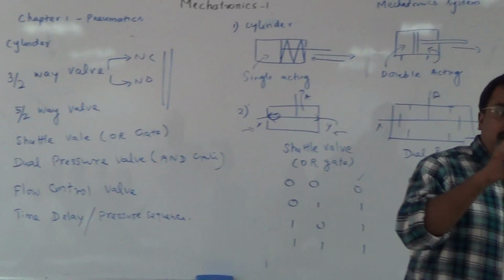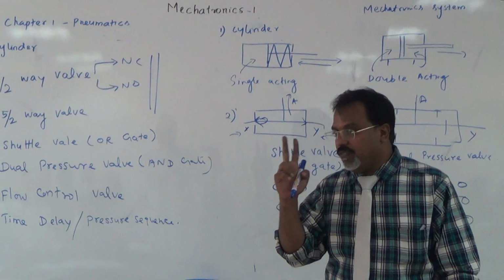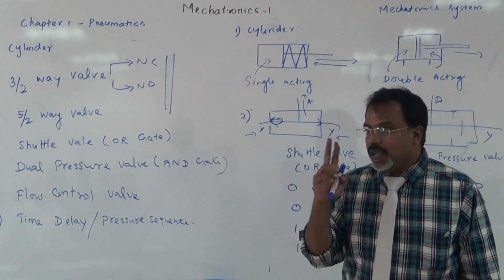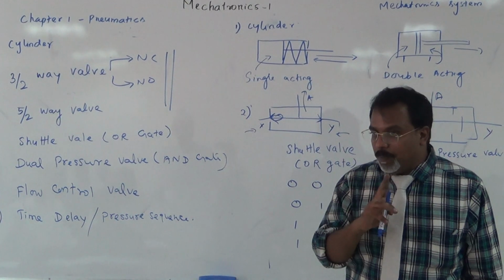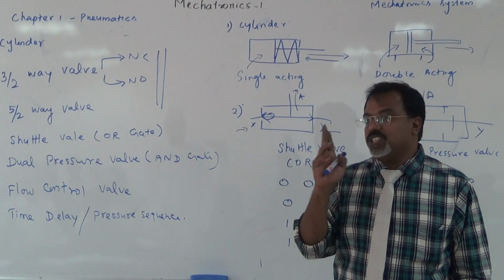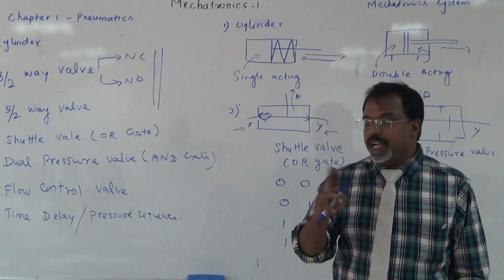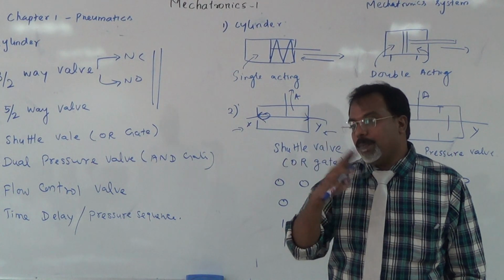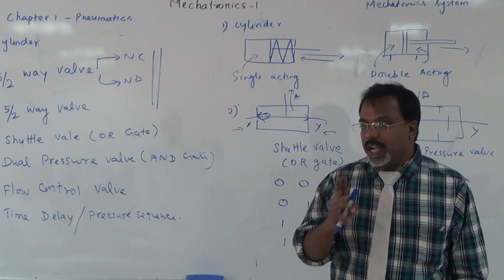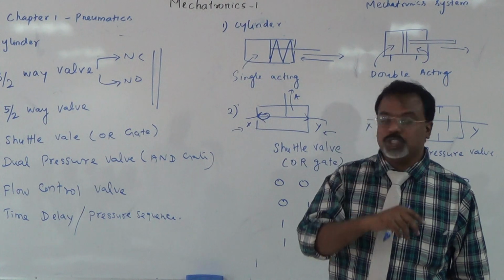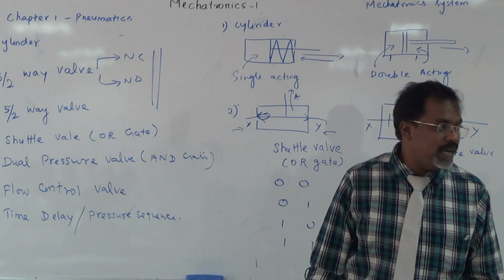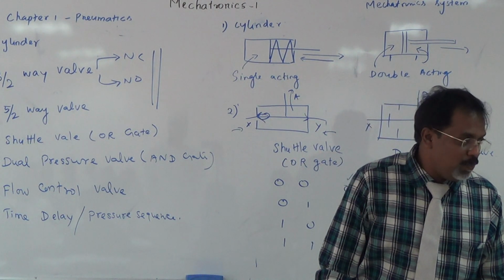Understand? You must know the difference between the AND gate and the OR gate. AND gate means it is a dual pressure valve. OR gate means it is a shuttle valve. In the OR gate you can apply one input, but in the AND gate you have to apply two inputs to get output. So this is the logic behind the shuttle valve and the dual pressure valve.